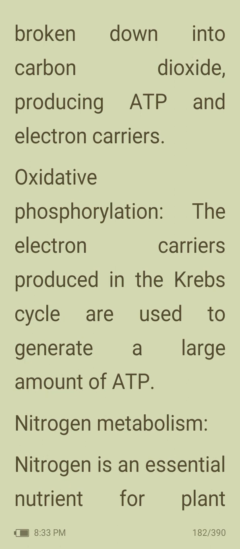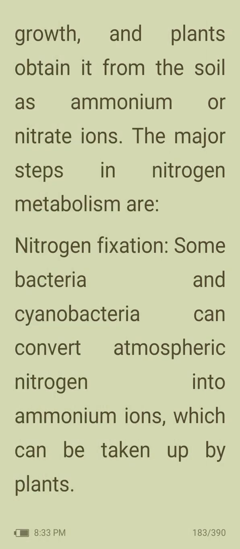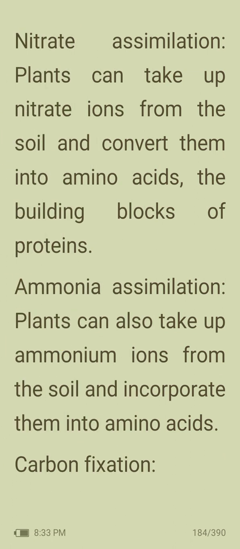Nitrogen metabolism. Nitrogen is an essential nutrient for plant growth, and plants obtain it from the soil as ammonium or nitrate ions. The major steps in nitrogen metabolism are nitrogen fixation: some bacteria and cyanobacteria can convert atmospheric nitrogen into ammonium ions, which can be taken up by the plants. Nitrate assimilation: plants can take up nitrate ions from the soil and convert them into amino acids, the building blocks of proteins. Then ammonia assimilation: plants can also take up ammonium ions from the soil and incorporate them into amino acids.